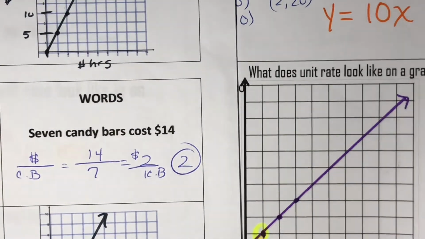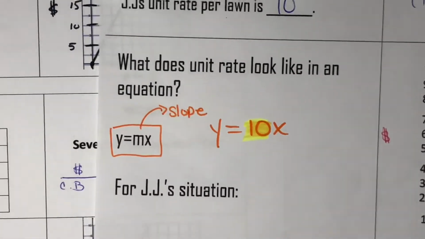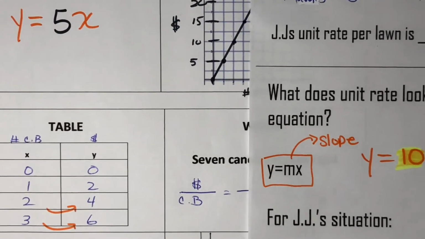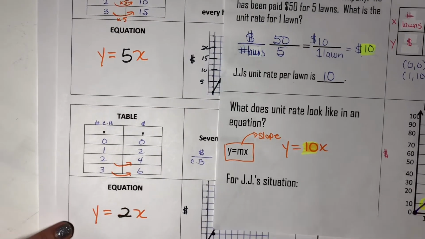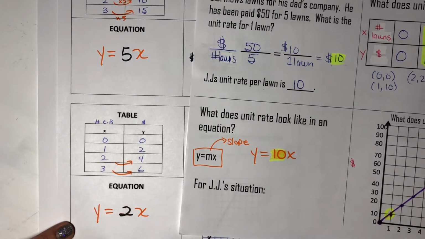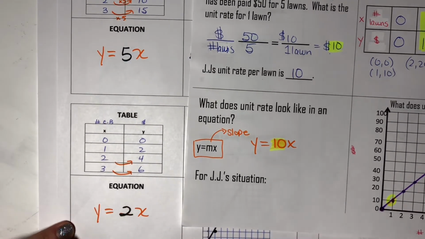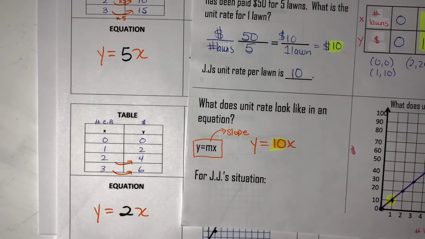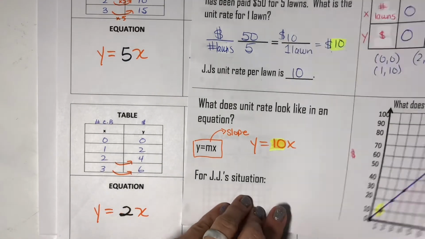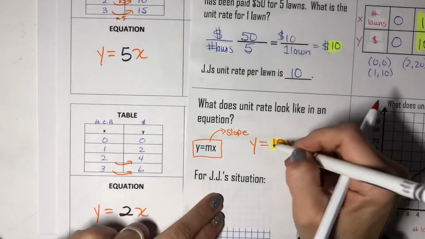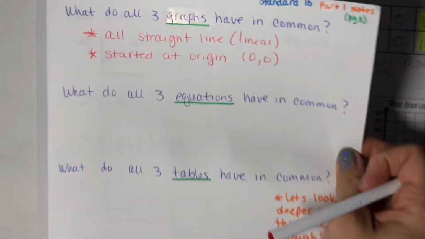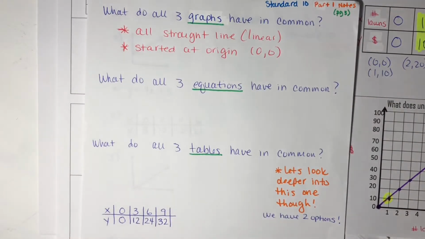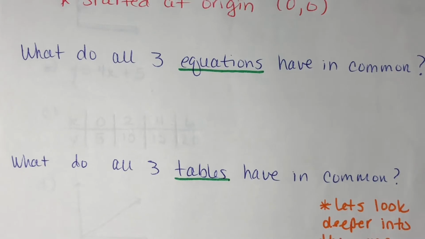Let's zoom this out here. I see a y equals 5x. I see a y equals 2x. And I see a y equals 10x. And so y equals 5x, y equals 2x, y equals 10x. They all look very similar. And that's because they are in the format. So let's go back and take a look at this. What do all three equations have in common?